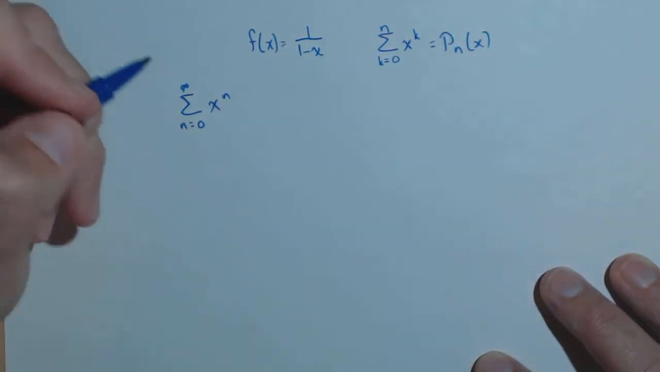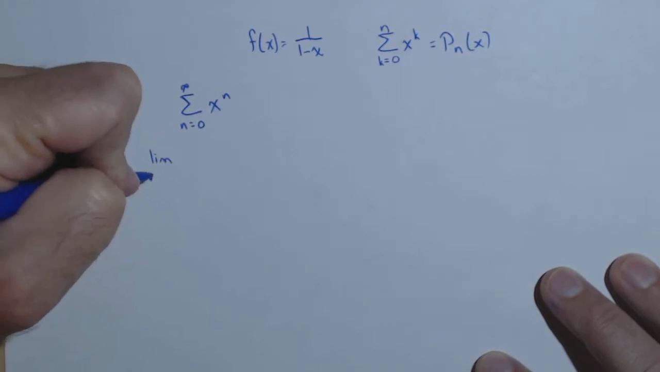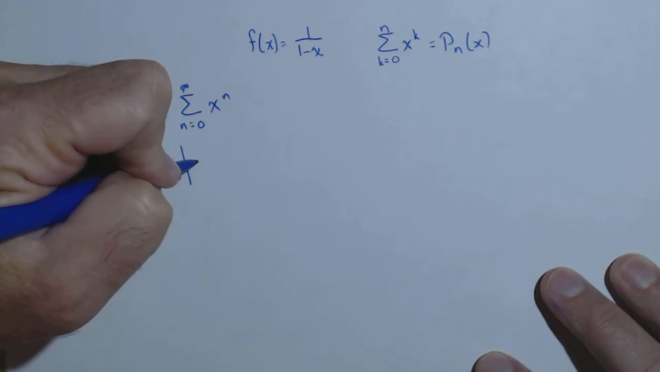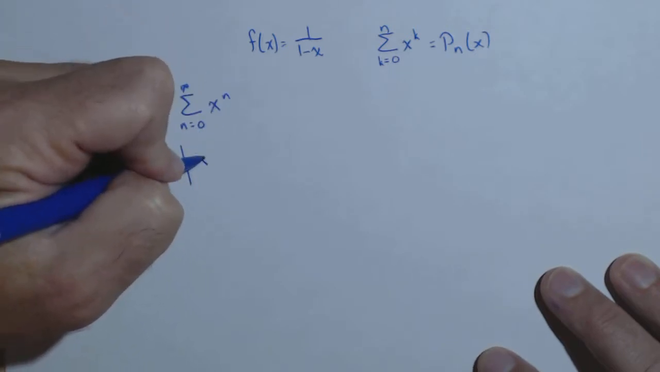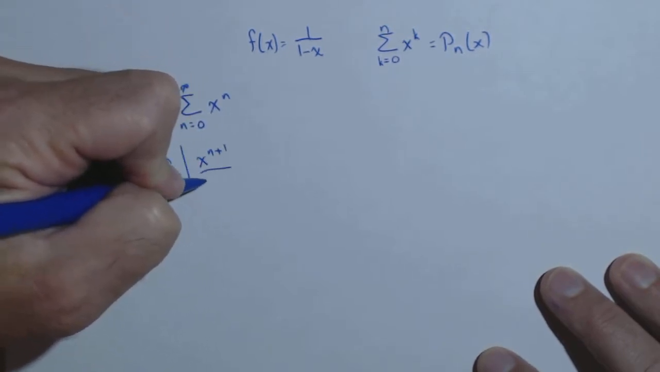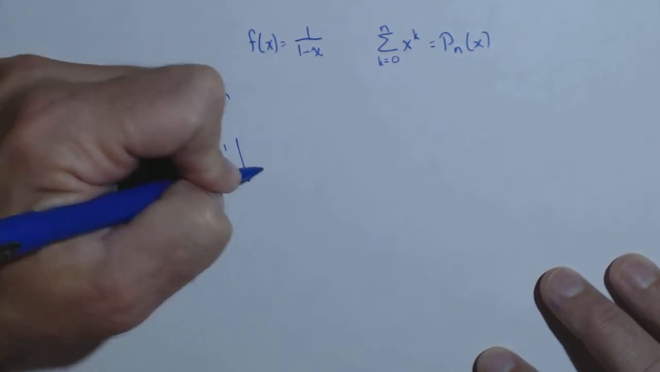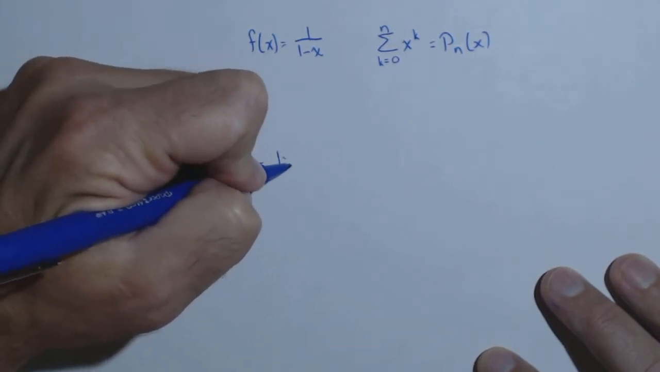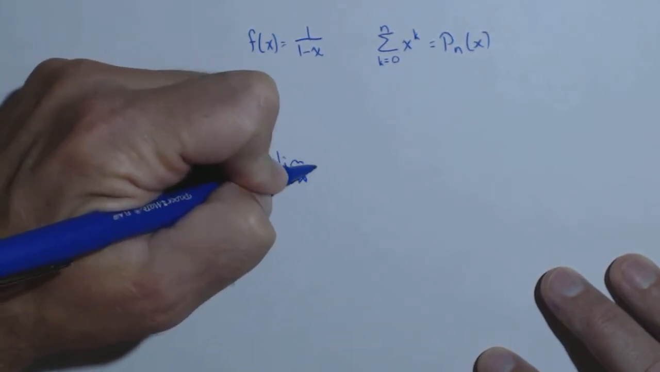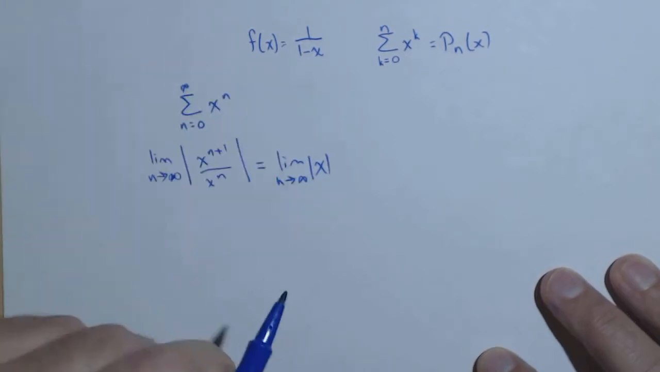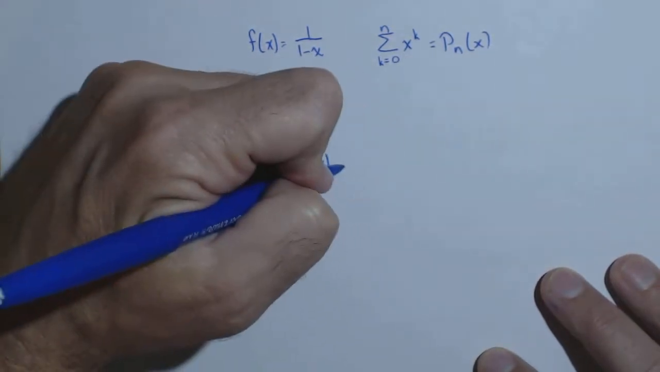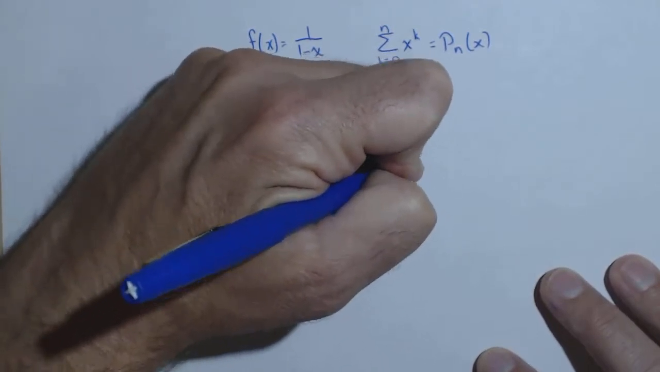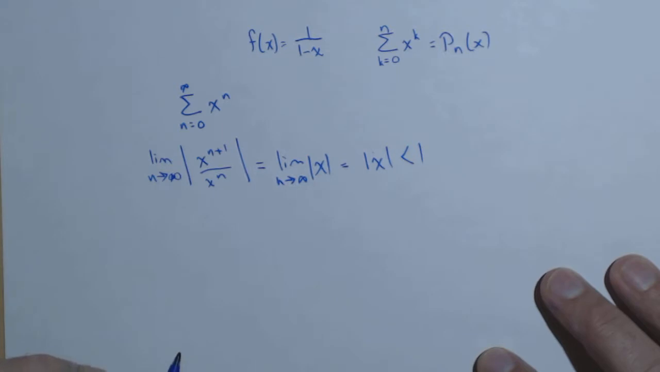So here's what we're going to apply the ratio test to. In the ratio test, we get the limit as n goes to infinity of the absolute value of a sub n plus 1 divided by a sub n, so x to the n plus 1 over x to the n. This actually simplifies quite easily, because what we end up with is the limit as n goes to infinity of just the absolute value of x, which is just the absolute value of x. So we get that the absolute value of x must be less than 1.